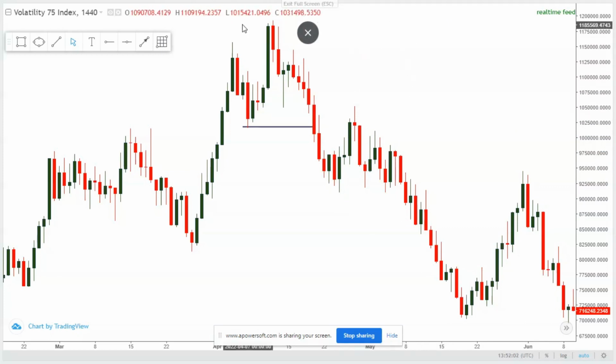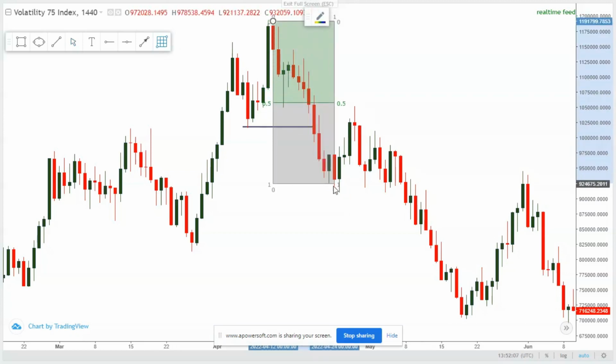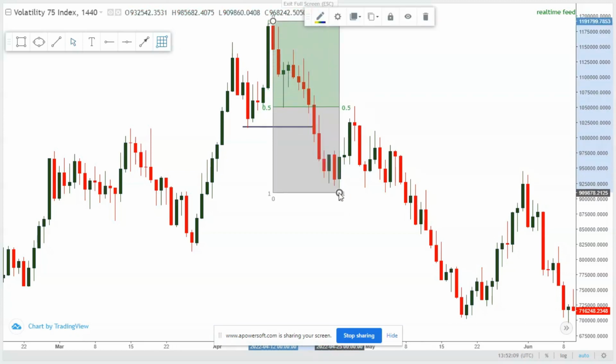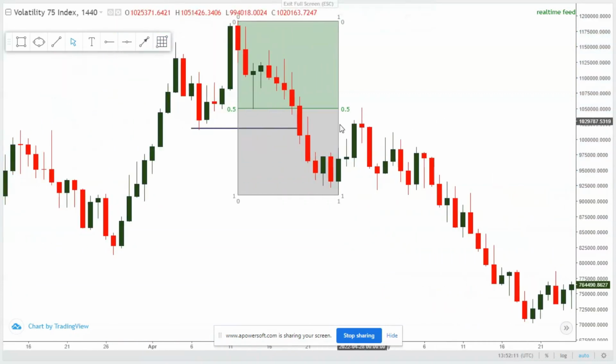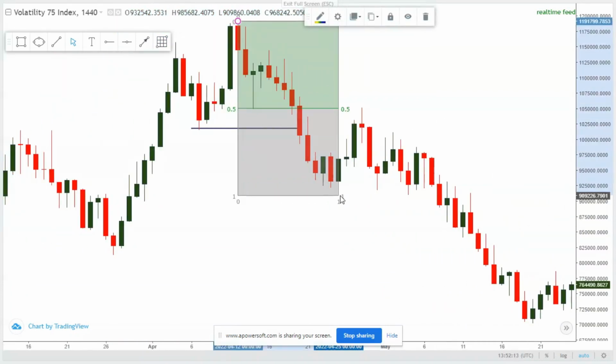So basically, let's apply. We are going to use just this tool that divides the market into two. Let me even zoom in a little bit further.